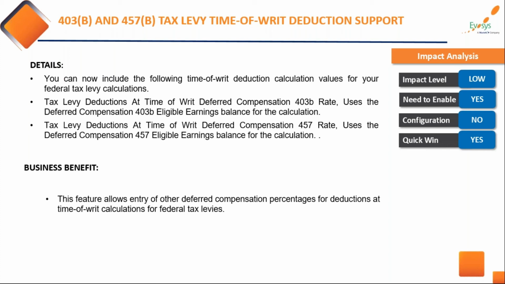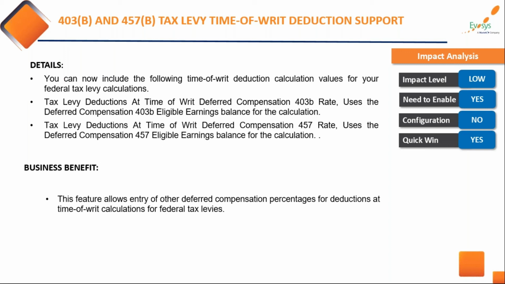So as an example, if you entered 5%, the system will calculate the 5% on that particular balance. If it is 403B eligible earnings, it will take 5% from that. If it is 457 eligible earnings, it will take 5% for that. So the business benefit is it now allows entry of other deferred compensation percentages. Previously 401k was there, but now it is allowing for 403B and 457B also.